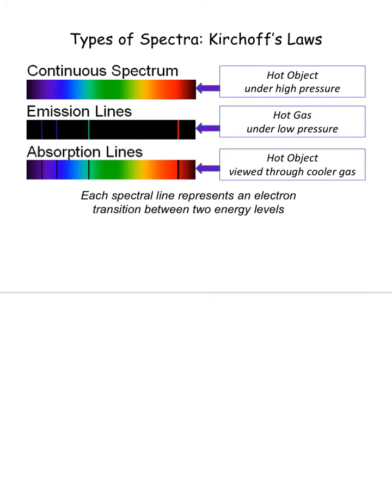So emission would be black with the colored lines, and this would be an example like a hot gas under low pressure, such as a nebula. And absorption lines would be a hot object viewed through cooler gas. And this is actually what we'd see when we look at a star like our sun, because the outer layers of the sun are actually cooler than the inner layers of the sun.